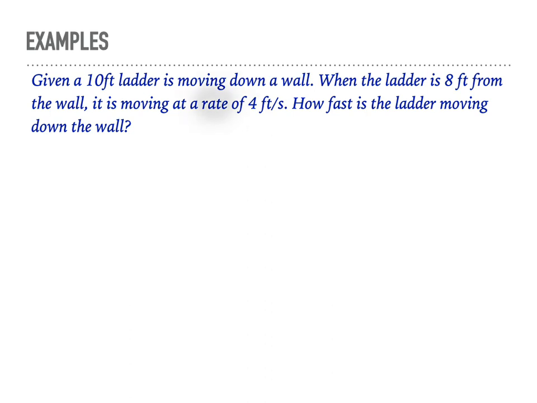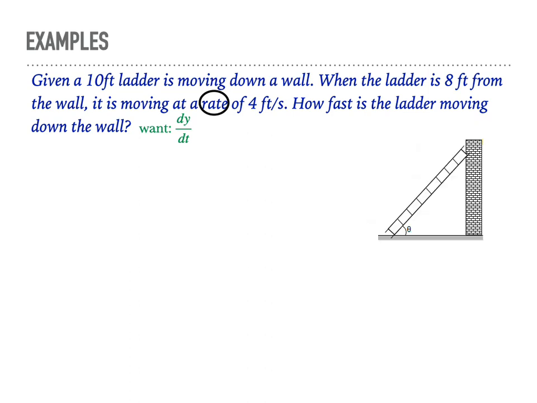So let's figure out what we are trying to find here. Well, we're trying to find dy over dt. So essentially we're trying to find the rate of change of the vertical distance with respect to time, which the vertical distance is the distance between the top of the ladder and the bottom of the wall. So let's actually visualize this because it may sound a bit confusing.